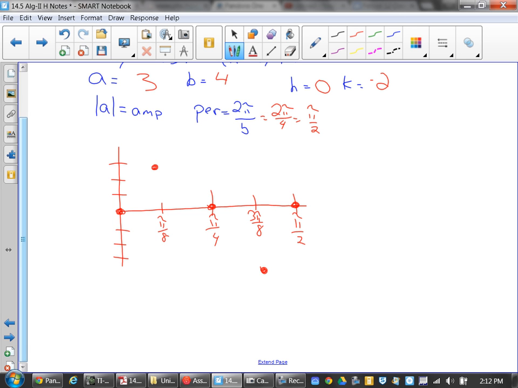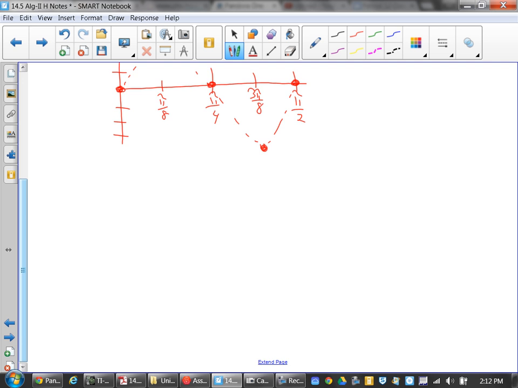When we did this, we would dot it because it's our parent function. You okay with that? Now, what do we do to all those points? Shift them down 2. So all these points then got shifted down 2.